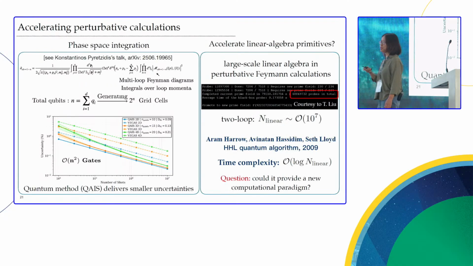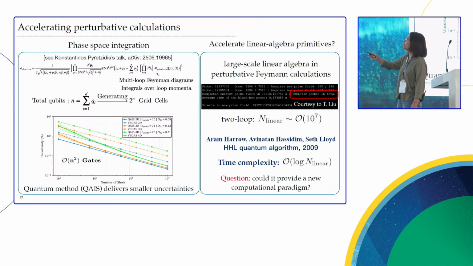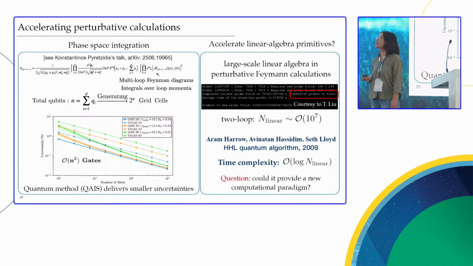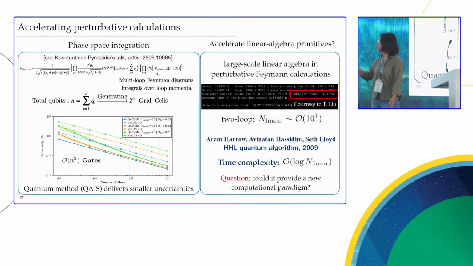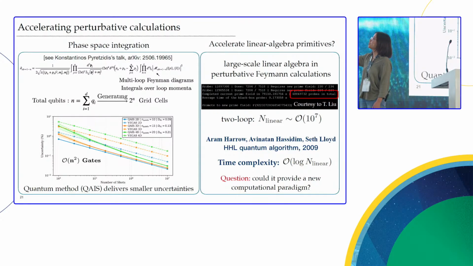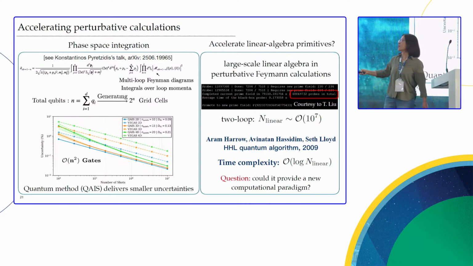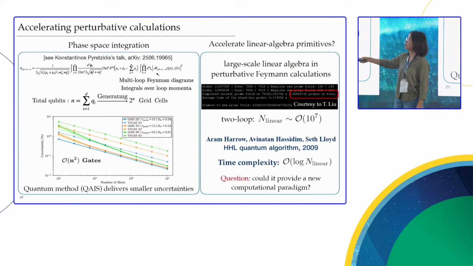Also, the previous one is a non-perturbative path integral. I would like to highlight some studies presented in the parallel talk that are trying to accelerate the perturbative calculations. For example, you have this phase-space integration related to the Feynman integrals, and instead of using the grid cells, we can map the grid cells with a number of qubits, such that we can reach a very stable result in the phase-space integration. Here it is showing that with the quantum method, you can basically deliver smaller uncertainties in comparison to classical ones.